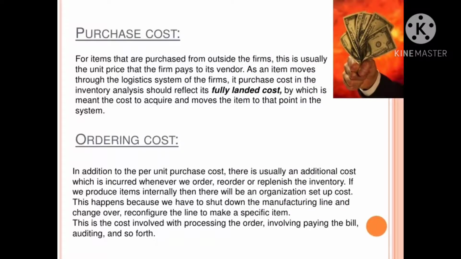The second one is the ordering cost. In addition to the per unit purchase cost, there is usually an additional cost which is incurred whenever we order, reorder, or replenish the inventory. If we produce items internally, then there will be an organization set up cost. This happens because we have to shut down the manufacturing line and change over, reconfigure the line to make a specific item. This is the cost involved with processing the order, involving paying the bill, auditing, and so forth.